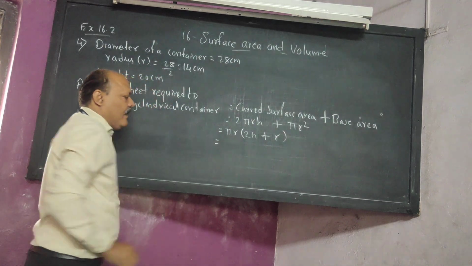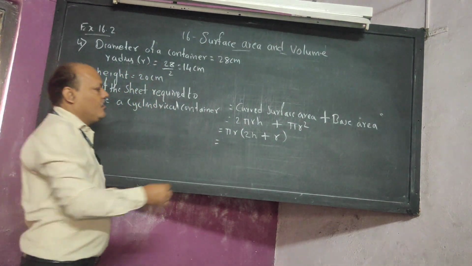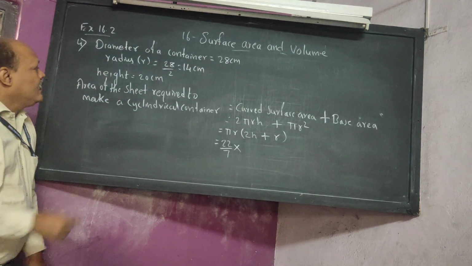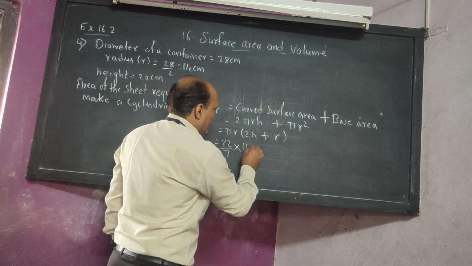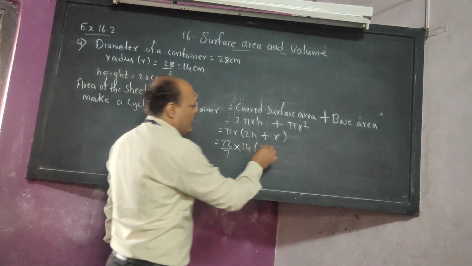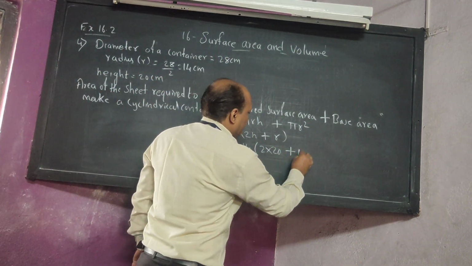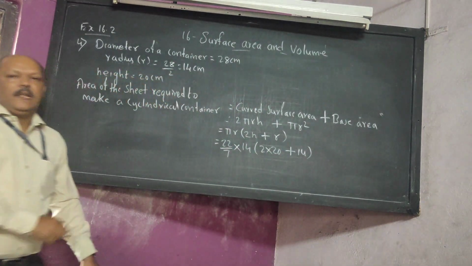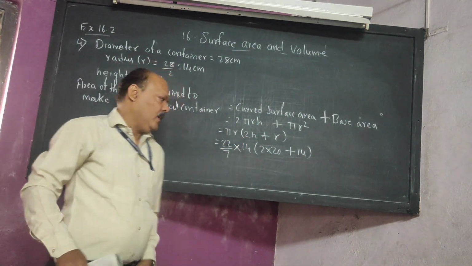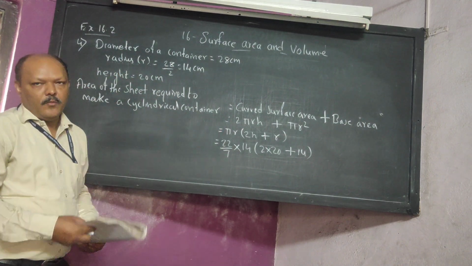Now we will substitute the value. Your pi value we are going to get 22 upon 7. Radius is 14. 2 into h. H is how much? 20. Plus radius is 14. I hope all of you understood here. Just I have substituted the value. Height is 20 and the radius is 14. And the pi value we have taken 22 upon 7.